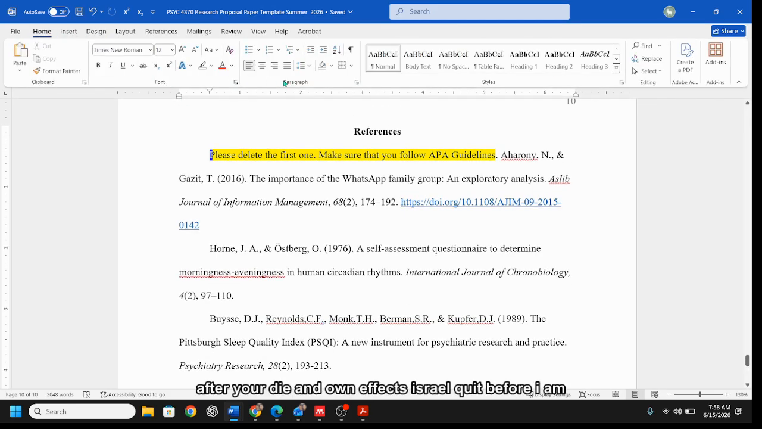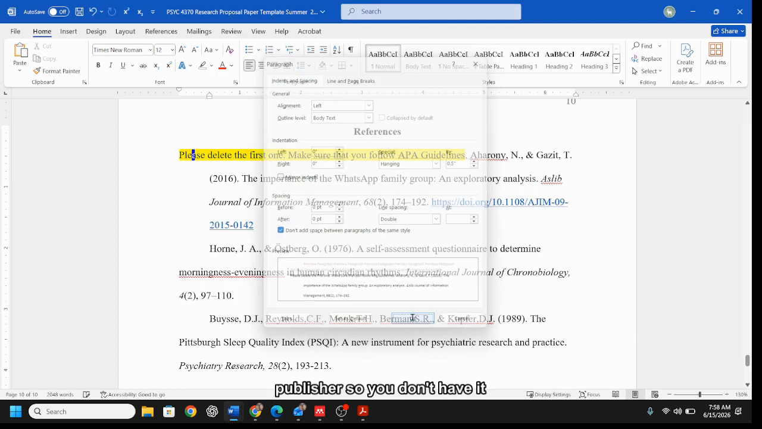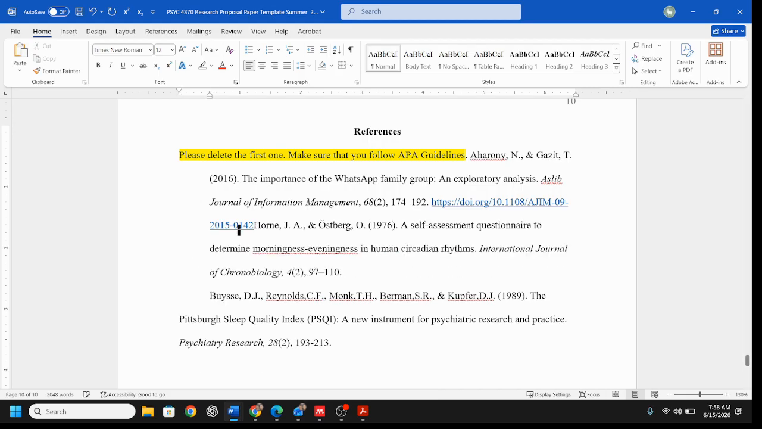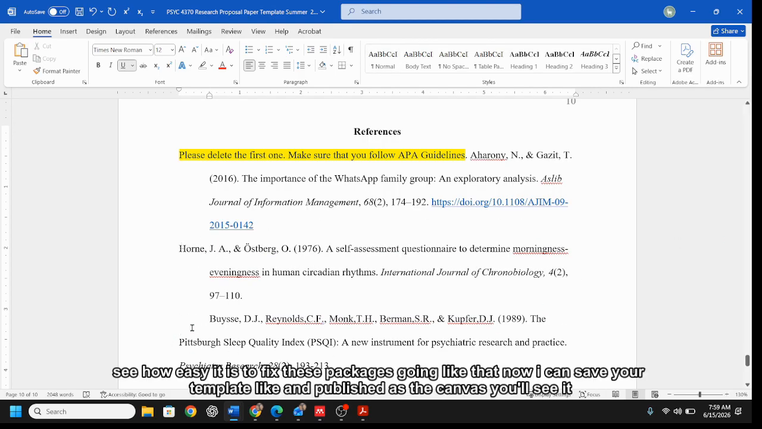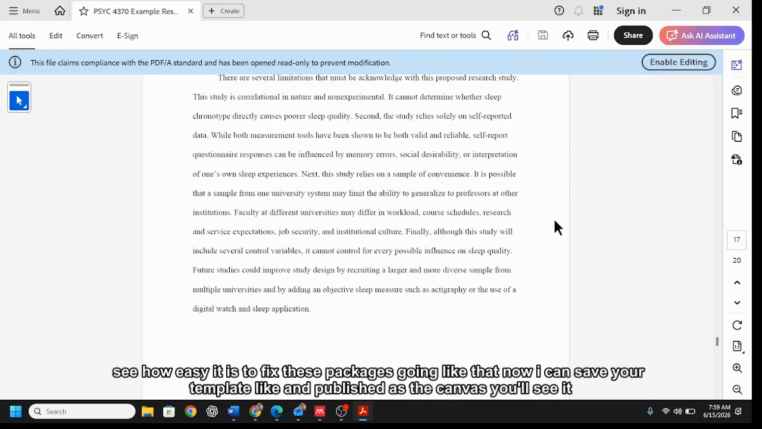I want to fix this real quick before I publish it so you don't have it all messed up. See how easy it is to fix these things? You just go in like that. Now I can save your template and I can publish this to Canvas so you'll see it.